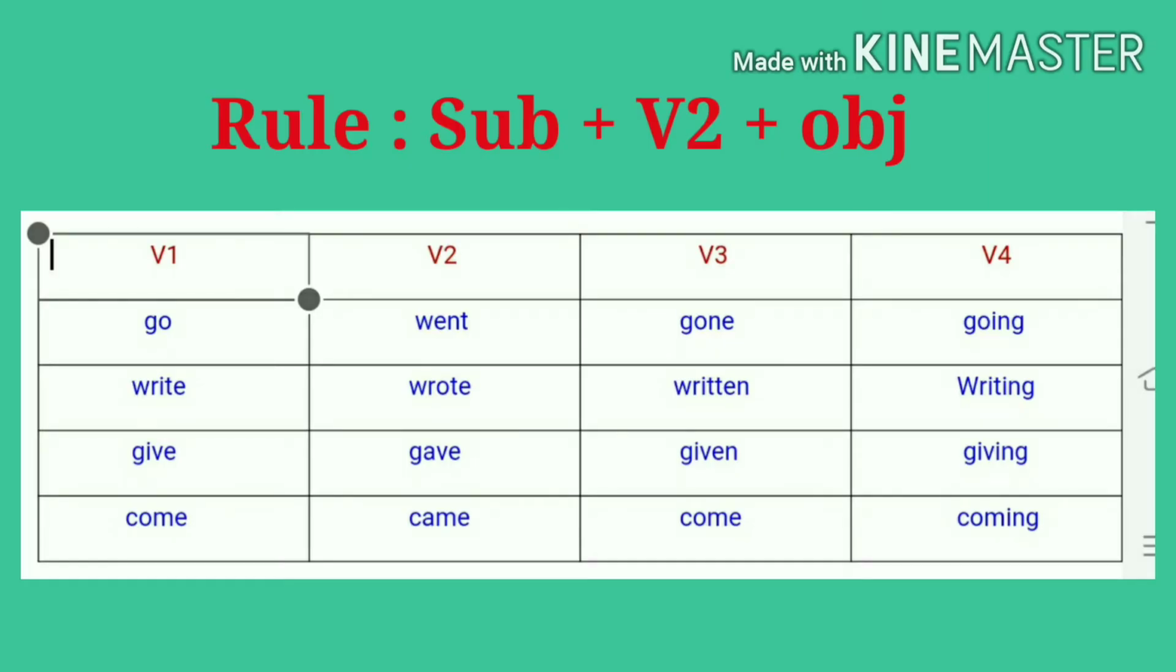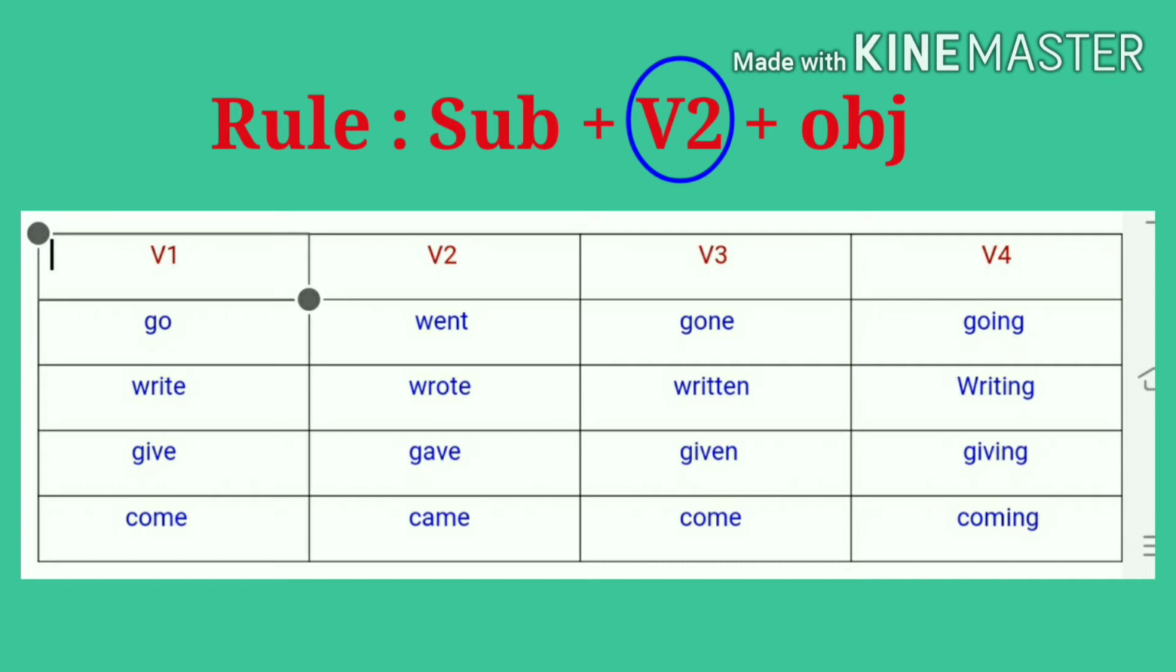Students, verb is the key factor of every sentence. Without verb, we can't make any sentences. Verb is the deciding factor of tenses also. When we make different tenses, we make changes in the verbs. So it's very important to know the form of verb used in different tenses. In simple past tense, the second form of the verb is used.